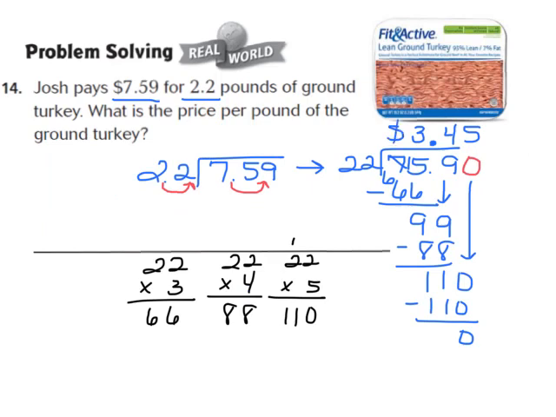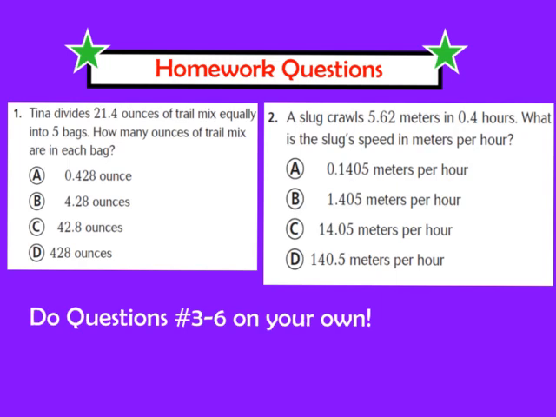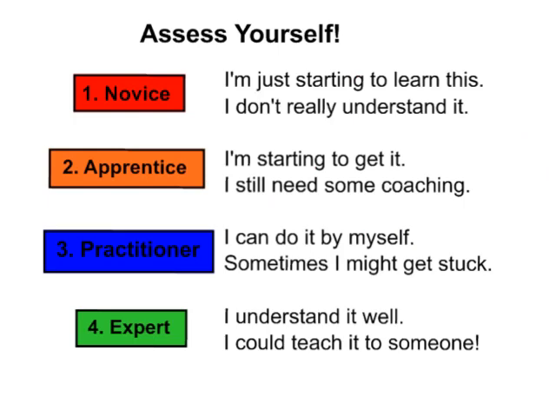$3.45. Now, your homework for tonight will be to complete question number 1 and question number 2, as well as numbers 3 through 6 found in your Go Math workbook on page 114. Don't forget, somewhere on your homework page, let us know if you're number 1 a novice, number 2 an apprentice, number 3 a practitioner, or number 4 an expert.